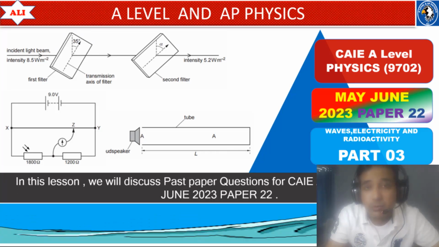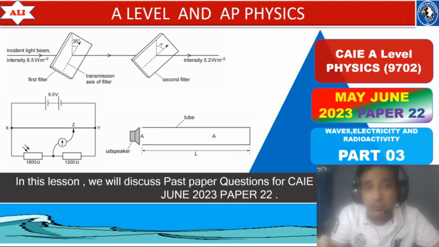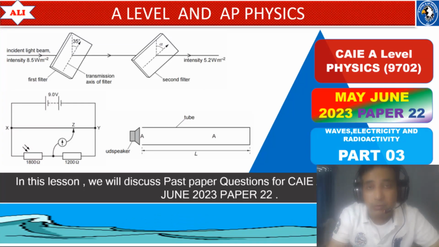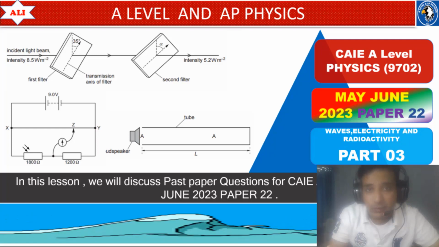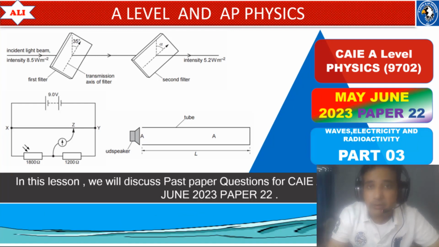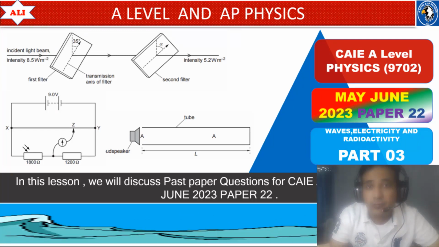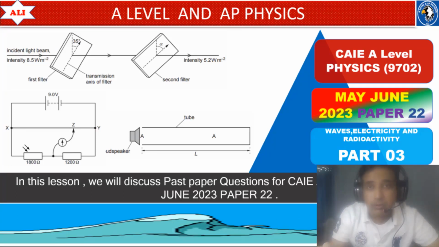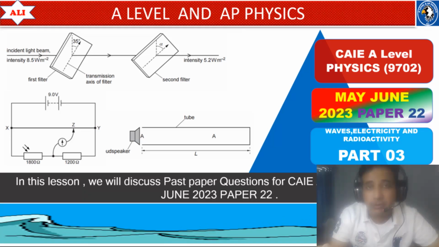In the last two videos, we have already discussed questions 1 to 4, which means we have discussed all the questions about mechanics. In today's lesson, we will start from question number 5, and question 5 is about waves. Then we will discuss electricity, and finally we will also discuss radioactivity. It simply means that we will cover all the remaining questions from this paper in today's lesson.